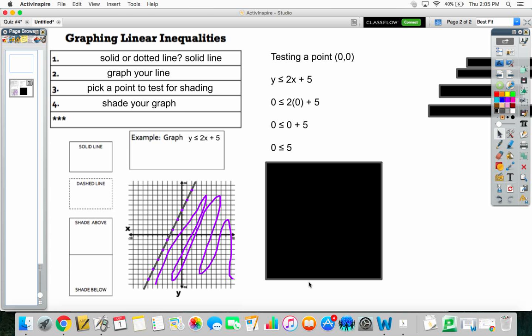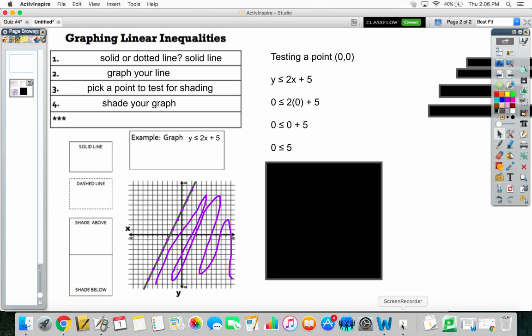So you need to make sure the very first thing you do is check if your line is less than or equal to, or greater than or equal to. If you have the equal to sign underneath your equation, then you will have a solid line. It will be a dashed line if it's just greater than or just less than.